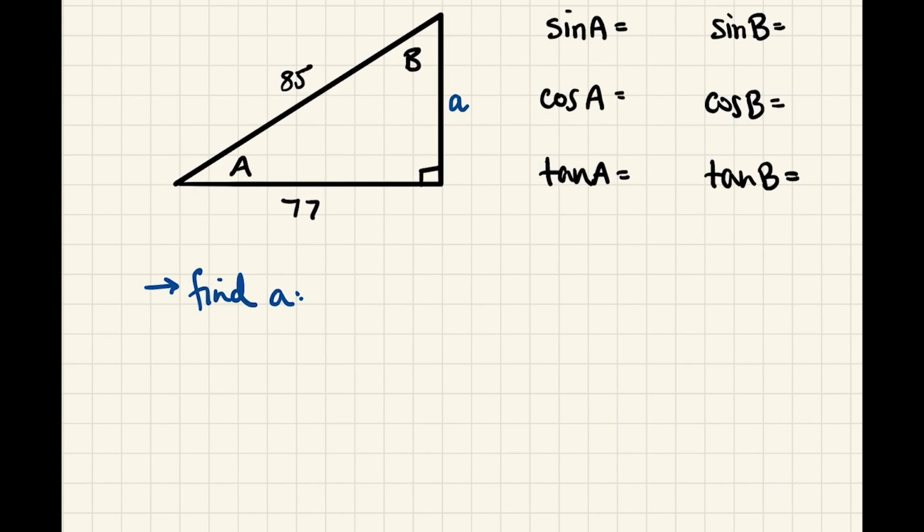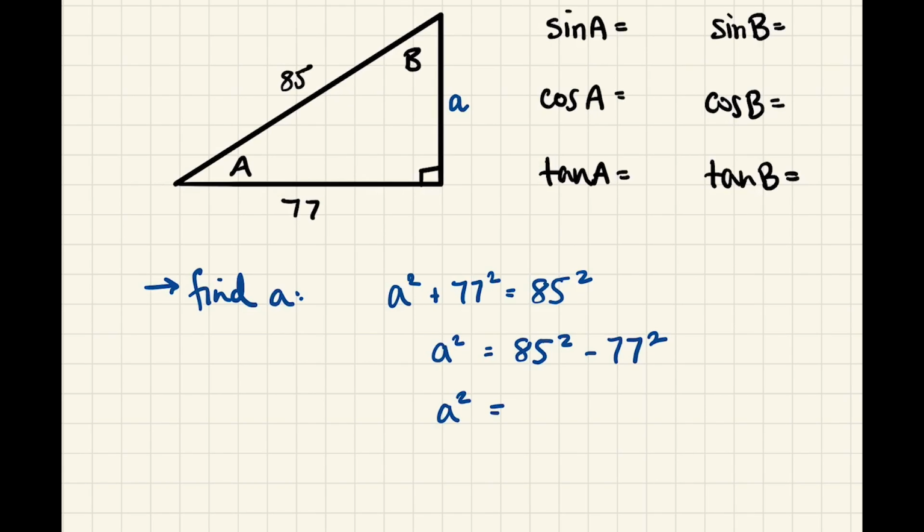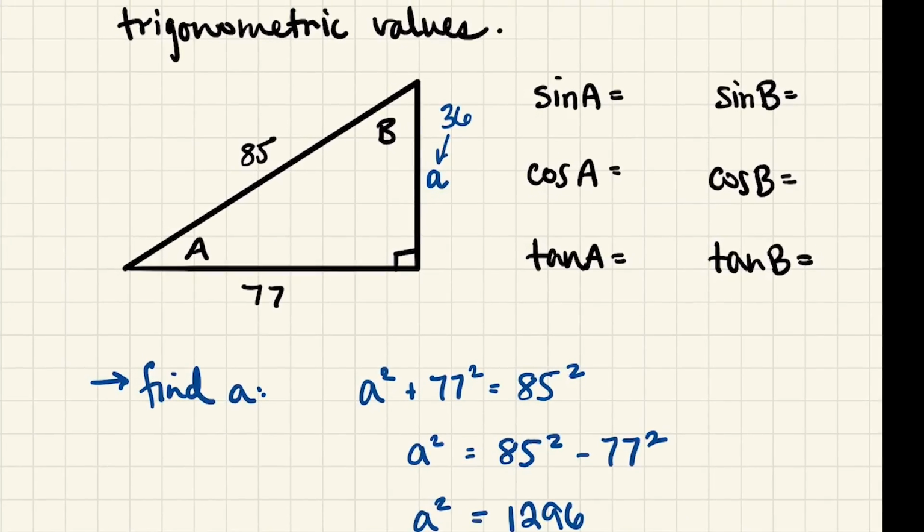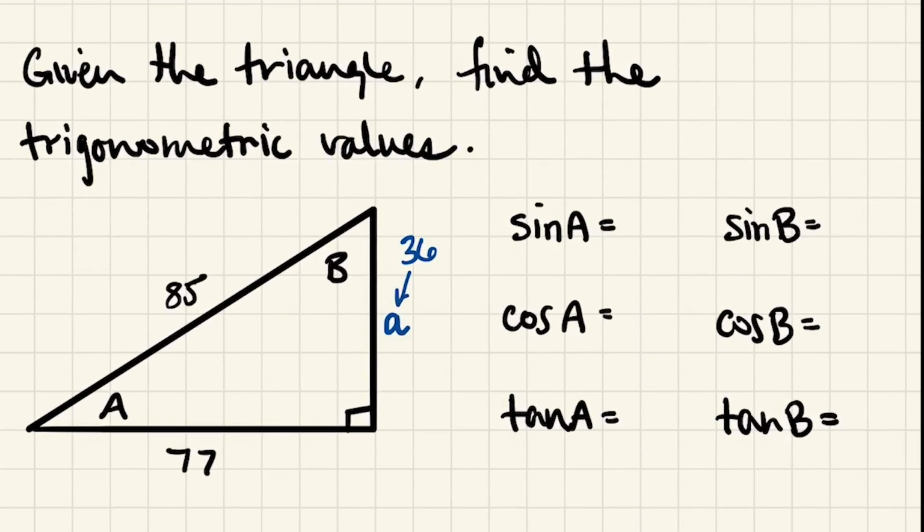We know that a squared plus 77 squared is equal to 85 squared, the hypotenuse. So a squared is 85 squared minus 77 squared. So using a calculator, you can get that a squared is 1,296, and therefore a is the square root of that, which is 36. Okay, now that we have all three sides of our triangle known, we can evaluate these trigonometric function values.